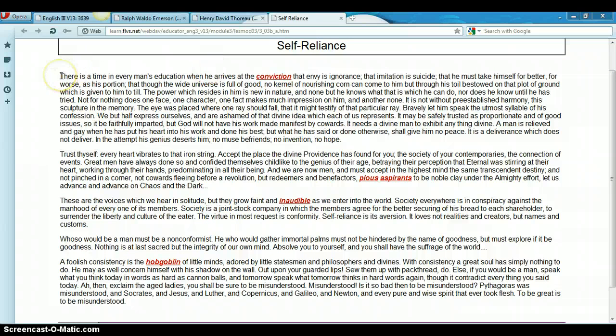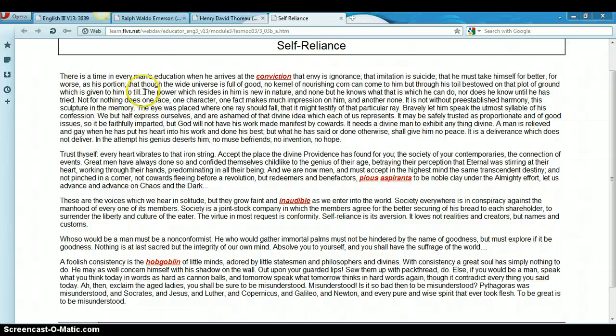It starts off, there is a time in every man's education when he arrives at the conviction that envy is ignorance, that imitation is suicide, and that he must take himself for better, for worse, as his portion. That though the wide universe is full of good, no kernel of nourishing corn can come to him but through his toil bestowed on that plot of ground which is given to him to till.